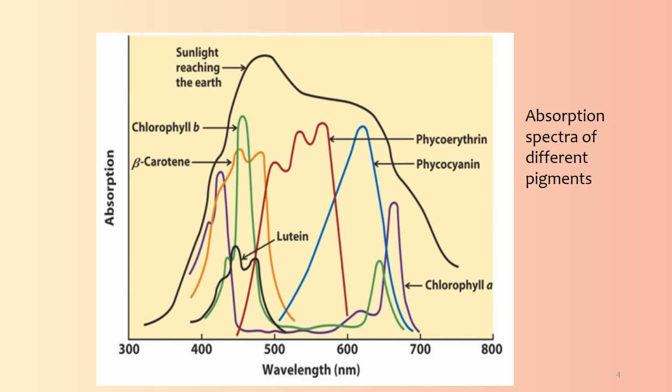Here is another representation of the absorption spectra of the visible light, means this is the whole spectrum, and these are the absorption spectra of different pigments like chlorophyll A, B, beta carotene, lutein, phycocyanin, phycoerythrin, etc.